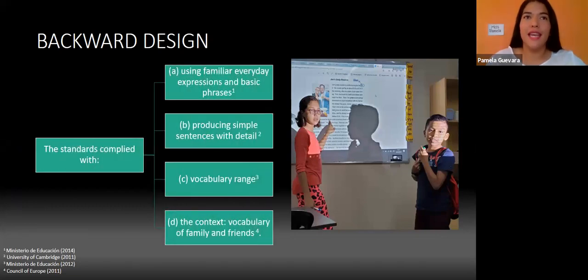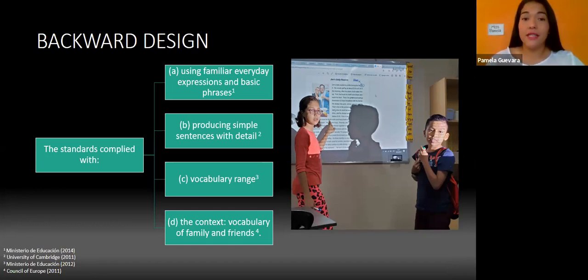Backward design is a framework of English language teaching. During my master's degree at Casa Grande University, we were able to determine that if you focus on your learning goal, you will be able to determine the tasks that students will have to do in each lesson.